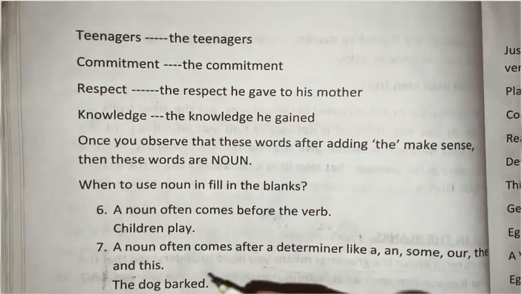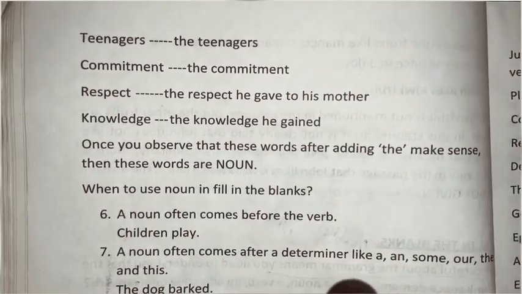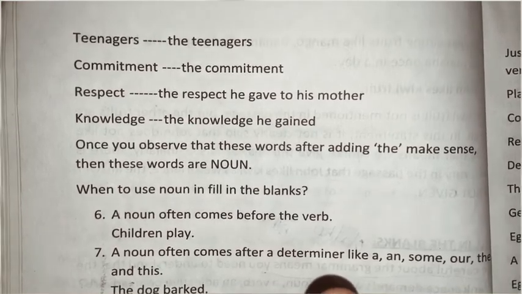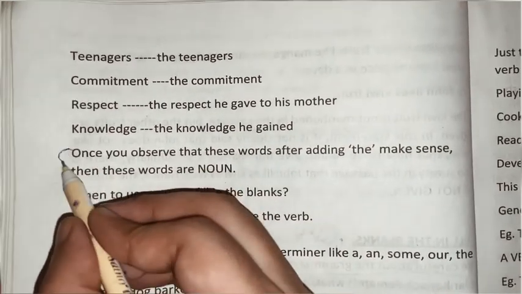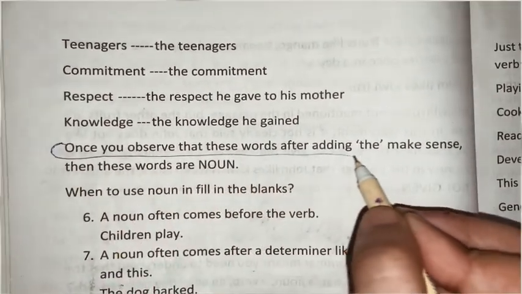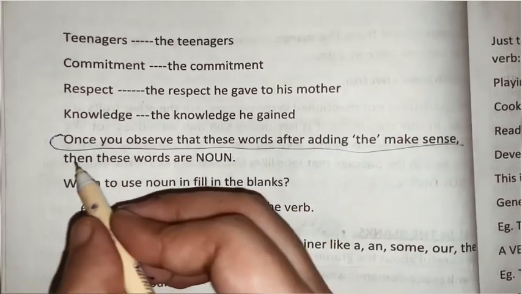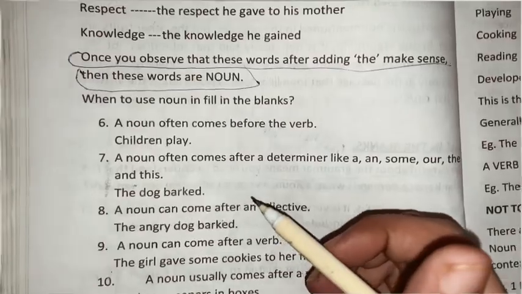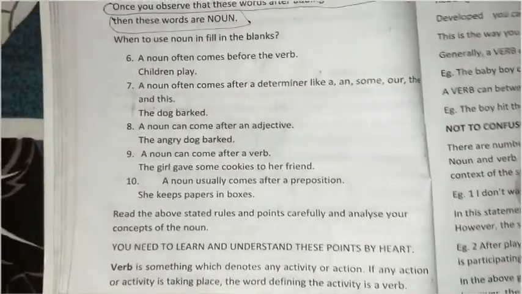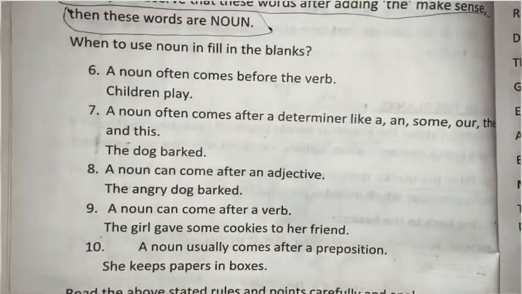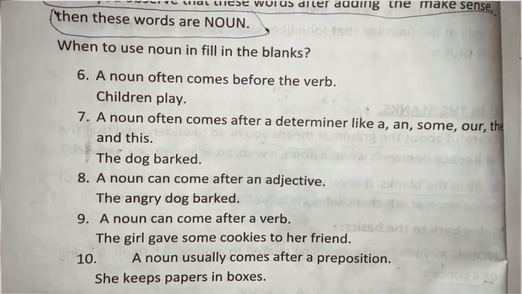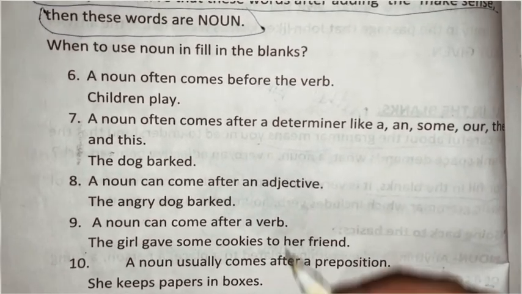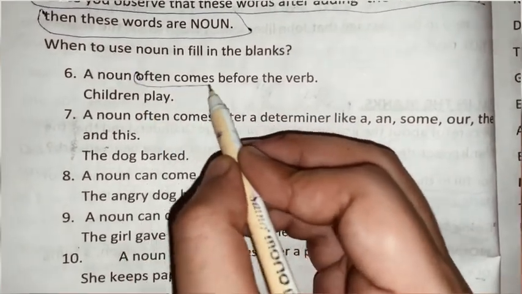Teenagers, the teenagers. Respect, the respect he gave to his mother. Knowledge, the knowledge he gained. Once you observe that these words make sense after adding 'the', then these words are nouns. When to use a noun in filling the blanks? A noun often comes before the verb. Children play. So it's before the verb.